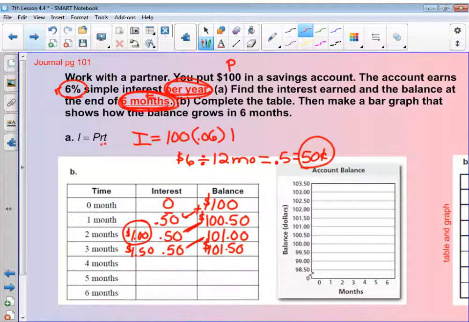The next month, at month 4, I still get another 50 cents. So now my interest is up to $2. And my balance, if I add these together, is now $102. Okay, so I want you to go ahead and finish out months 5 and 6. Okay, and then you're going to go ahead and graph it.